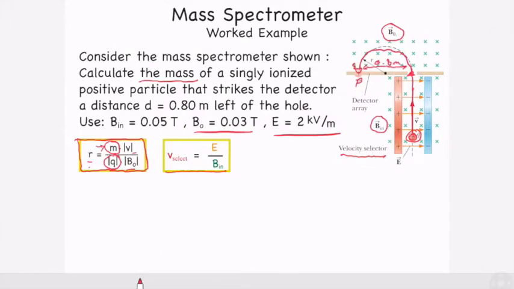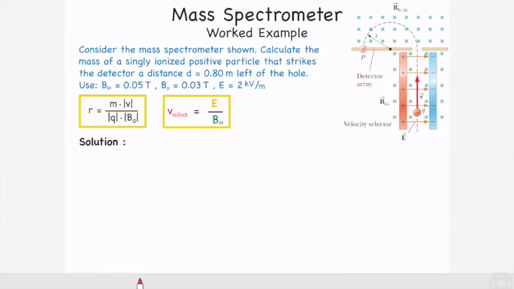All right, so let's go ahead and tackle that problem. Again, our goal here is to calculate the mass. So we'll take the equation we have for the radius of curvature of the trajectory, and we'll rearrange it to solve for the mass. We'll have mass is equal to r times the magnitude of q times the magnitude of the magnetic field over the magnitude of the velocity.